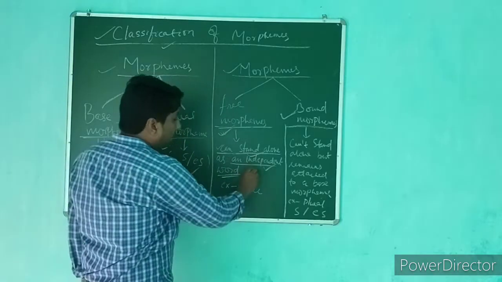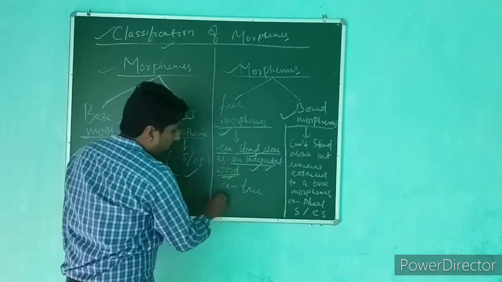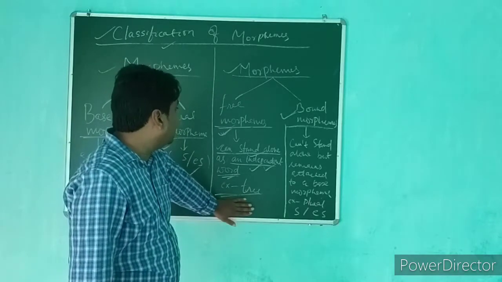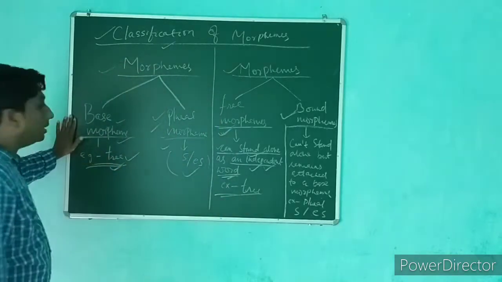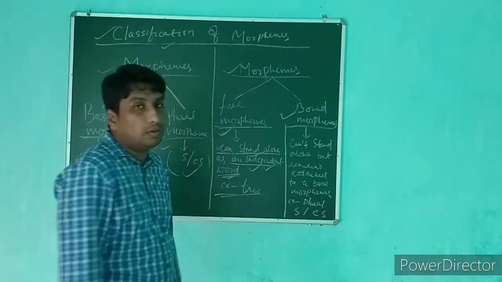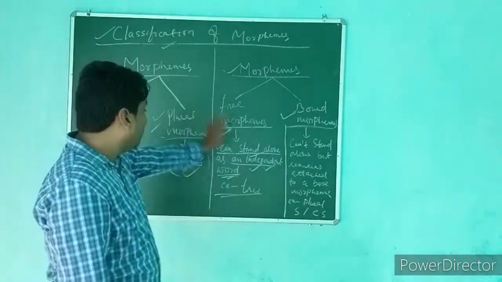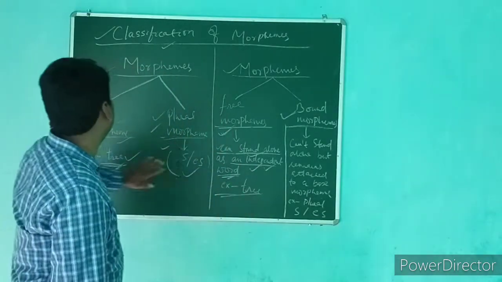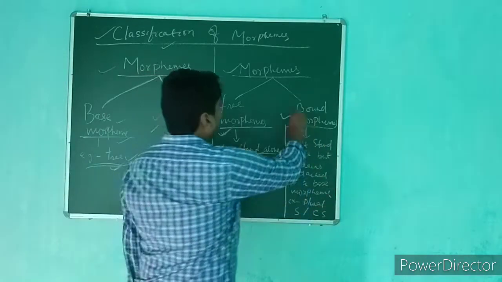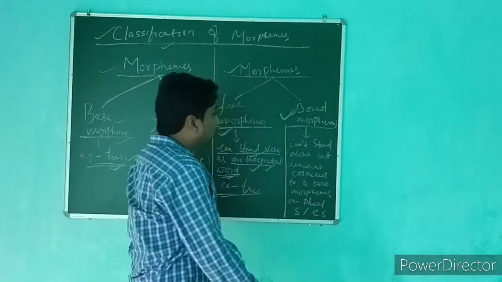which can stand alone as an independent word. For example, tree. So you can say that the word tree is a free morpheme or a base morpheme, right? So both of them are equally correct and true. So the word tree is a free morpheme as well as a base morpheme. Now coming to bond morphemes.